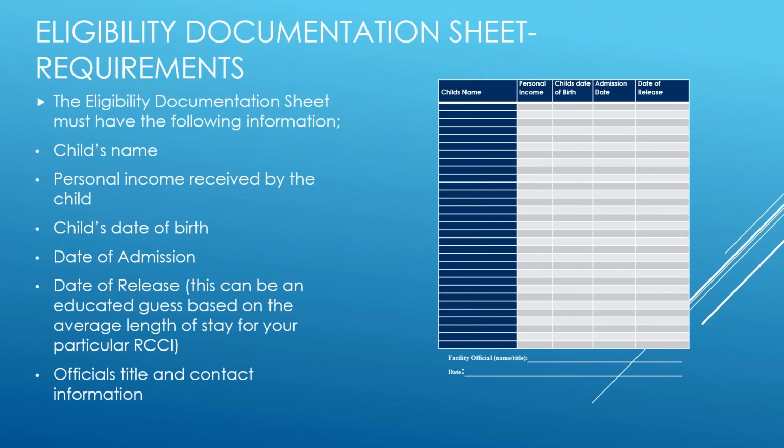The eligibility documentation sheet has requirements. It must have the child's name. It must have personal income received by the child, their date of birth, their date of admission to your facility, their date of release, and this can be an average for the length of stay for residents in your facility. It doesn't have to be exact at first, but when they do leave, you should update that section to reflect that. An official's title and the contact information.